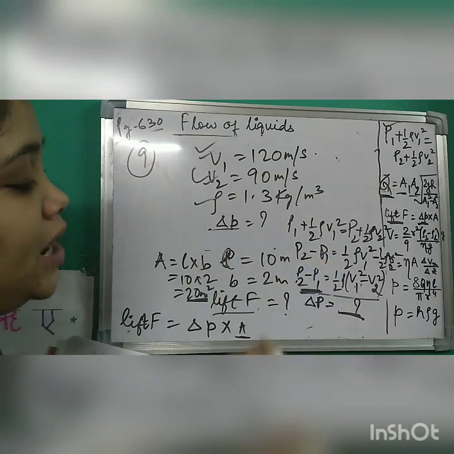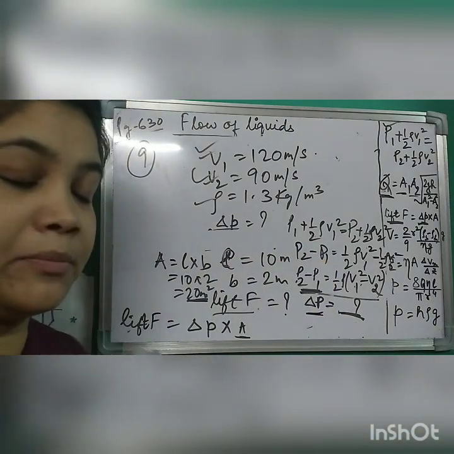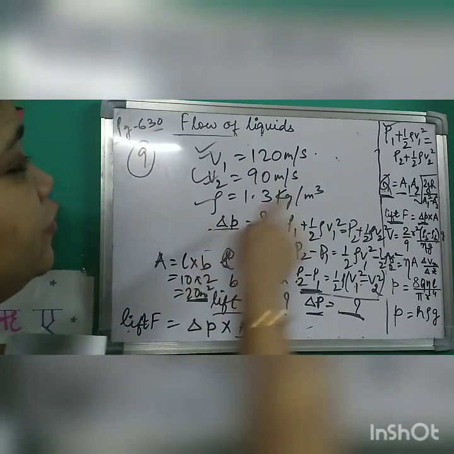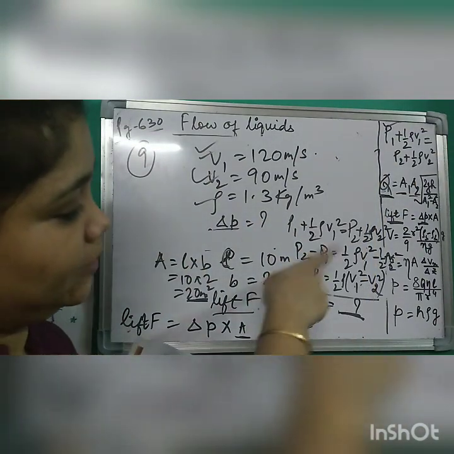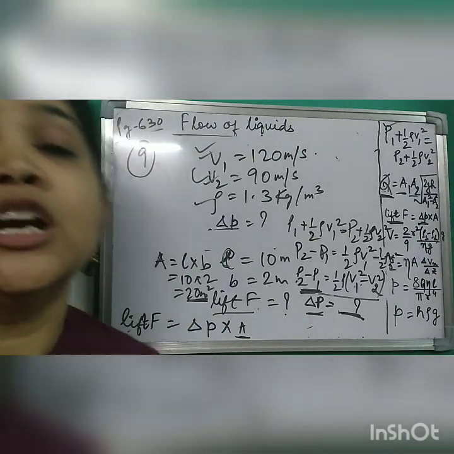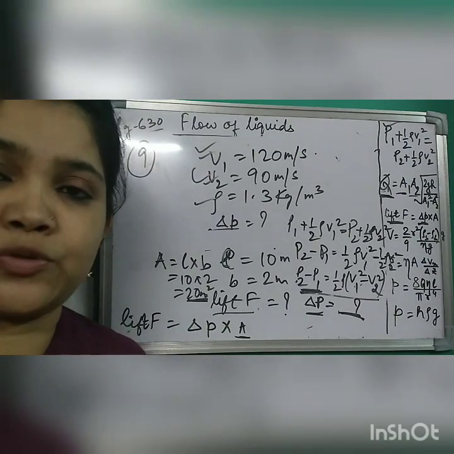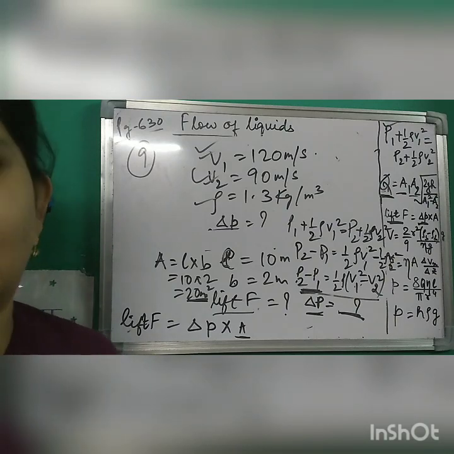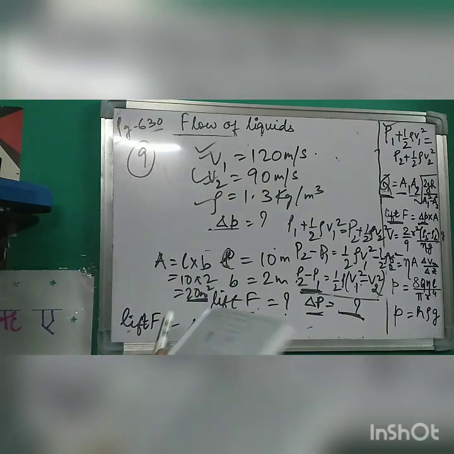Okay, so there are two parts. One, you have to find out delta P. Remember, delta P is P2 minus P1. Just from Bernoulli's theorem, you can solve and get P2 minus P1, which is half rho (V1 square minus V2 square). And lifting force is nothing but difference of pressure into area. Okay, now let's move to the next sum.